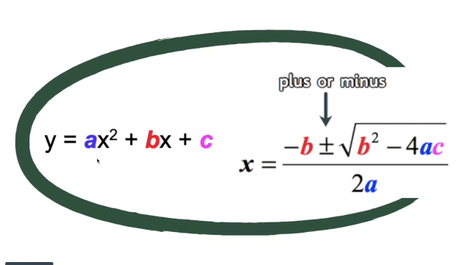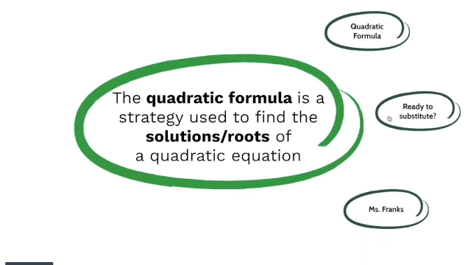The a, b, and c represent the numbers from the quadratic equation. A is the leading coefficient, b is the coefficient for the x, and c is the constant. Ready to substitute?